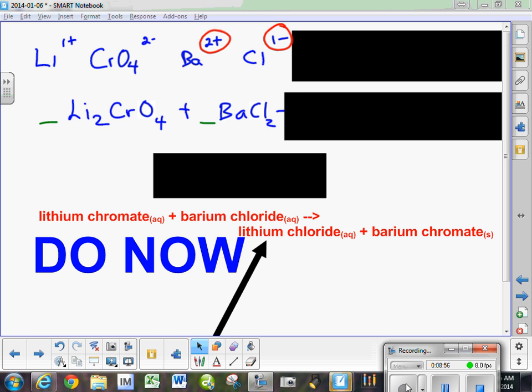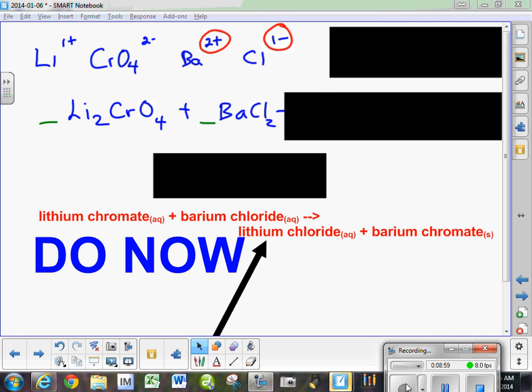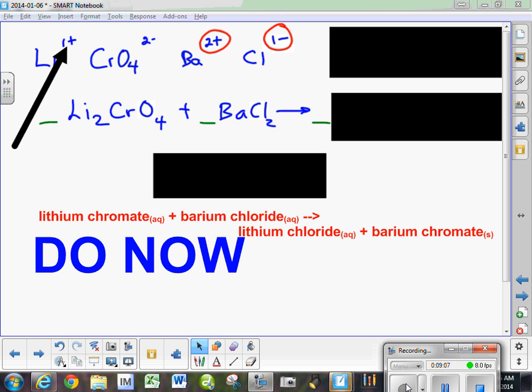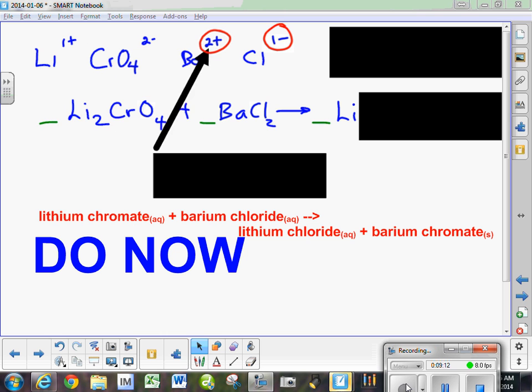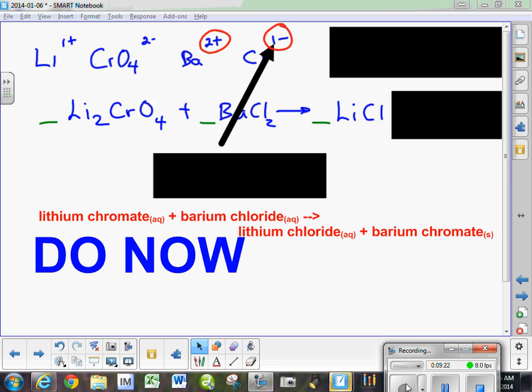We already know the charges, don't we? So what's lithium? We already see it up there. Okay, there's a 1 plus. And so we've got a lithium, and we're going to have chloride, which is a 1 minus. So how many of each do I have? 1. Okay, no subscripts. Ta-da! This is review. We did do this last semester.